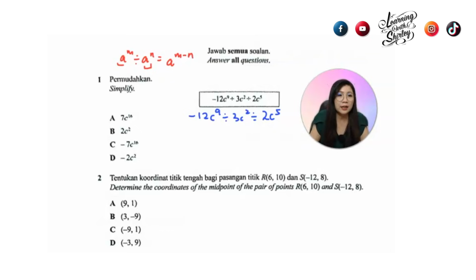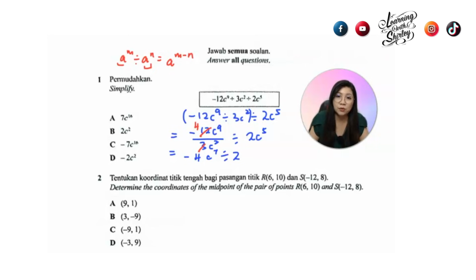So here, I'm going to write this in the form of a fraction first. Negative 12c power 9 divided by 3c squared, divided by 2c power 5. 12 and 3 we can cancel, so 12 divided by 3 is 4. So we got negative 4. And then c, 9 minus 2, because it's divide, so we can minus the power. 9 minus 2 is 7.